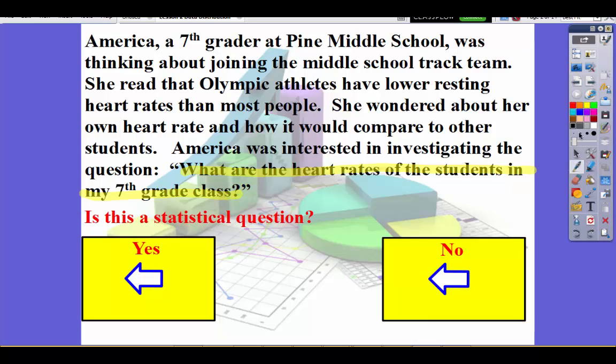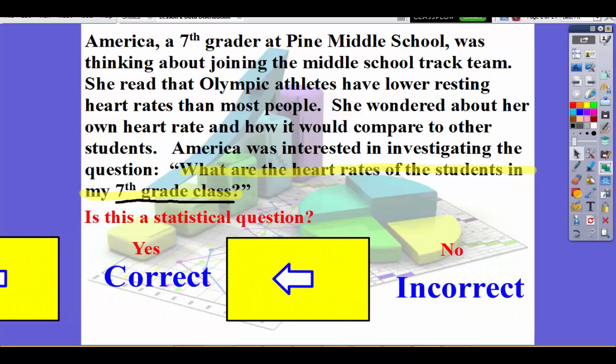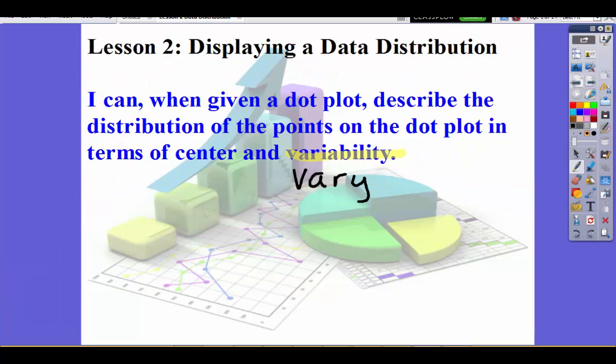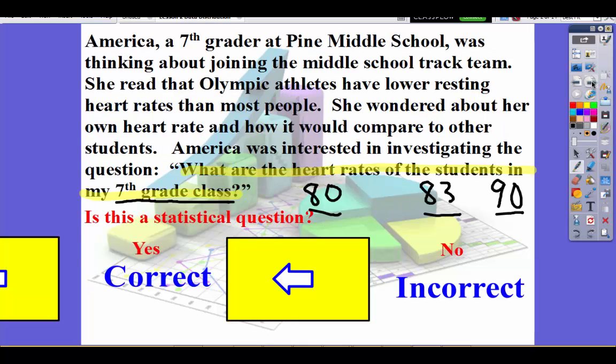Well, let's see what we remember from yesterday. For it to be a statistical question, we have to collect data from more than one item. So we're collecting it from the whole 7th grade class. And is there only one possible response? Well, the answer is yes, it is a statistical question. Why? Well, because someone could have a heart rate of 80, another person could have a heart rate of 83, another person could have a heart rate of 90. So these are all different numerical values. So it is a statistical question because there is that variability or that change.